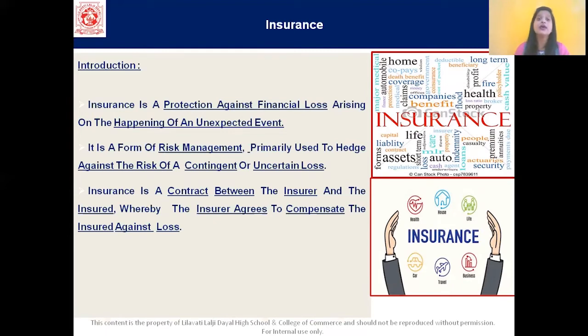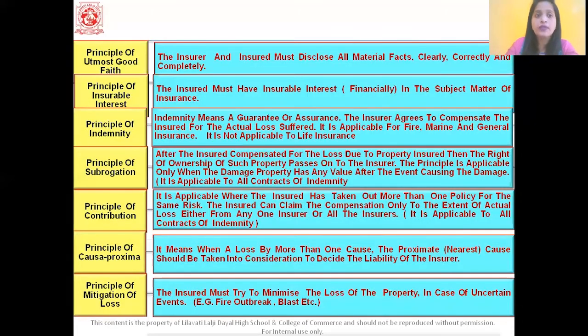Insurance is a protection against financial loss arising on the happening of an unexpected event. It is a form of risk management, primarily used to hedge against the risk of a contingent or uncertain loss. Basically, insurance is a contract between the insurer and the insured, whereby the insurer agrees to compensate the insured against the loss.